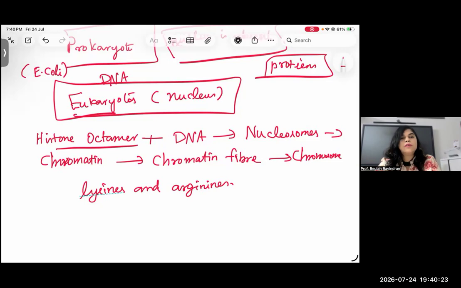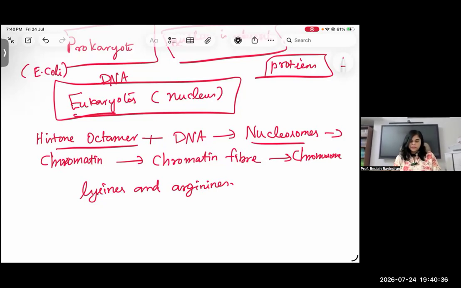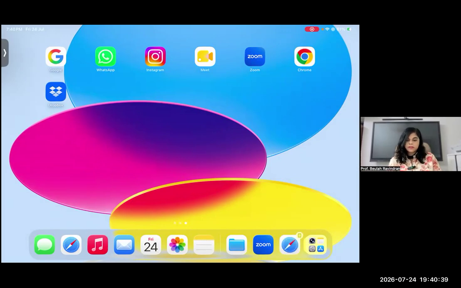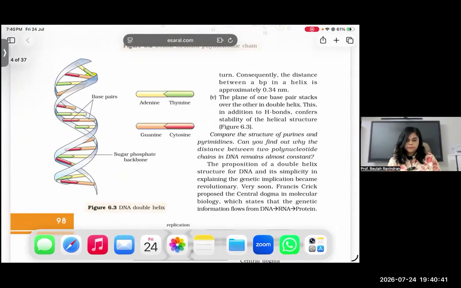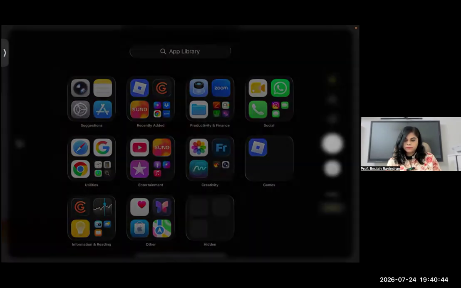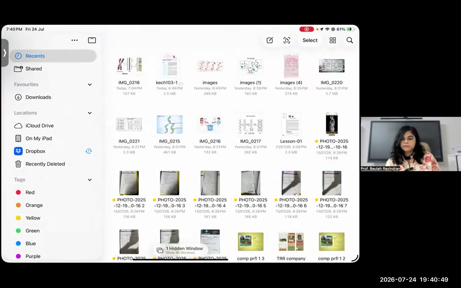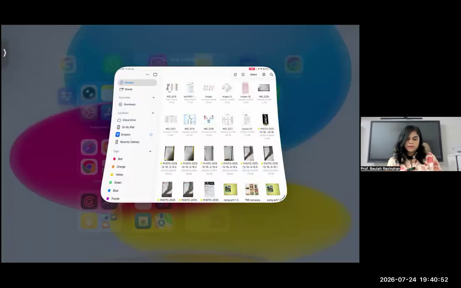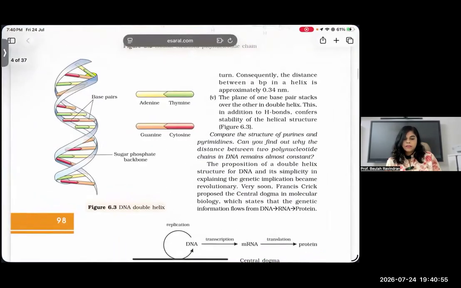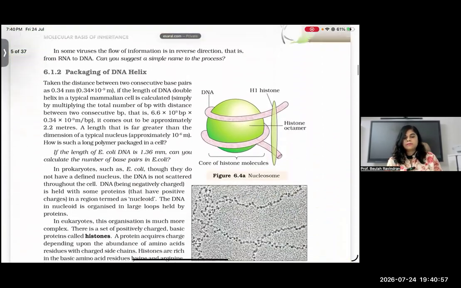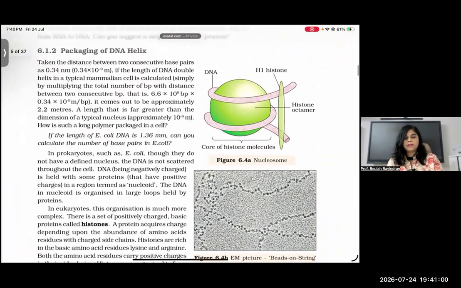Then nucleosomes. How will the nucleosomes be formed? You know, DNA is the negatively charged one. It wraps the positively charged histone octamer. It is actually shown in the figure. I'll show you that figure from your book. One second. See this one. This is what I want to explain.